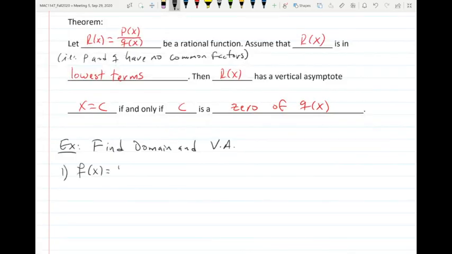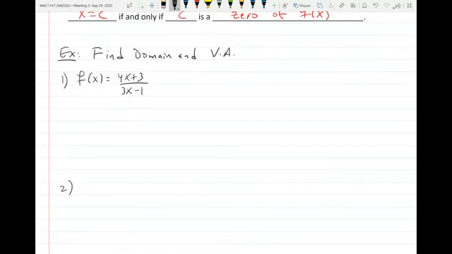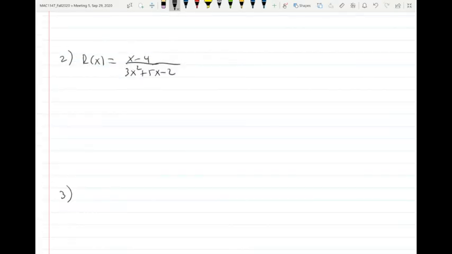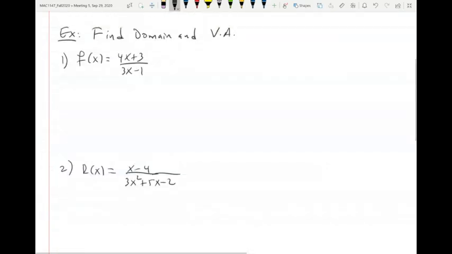Let's put some functions here. Let's do f of x equals 4x plus 3 over 3x minus 1. Then let's do r of x equals x minus 4 over 3x squared plus 5x minus 2. And then let's analyze g of x equals x squared minus 9 over x squared plus 4x minus 21. So here we have some functions. Let's find the domain and the vertical asymptote. I'm going to do the first one, I'm going to let you work on 2 and 3, and then we do it together.